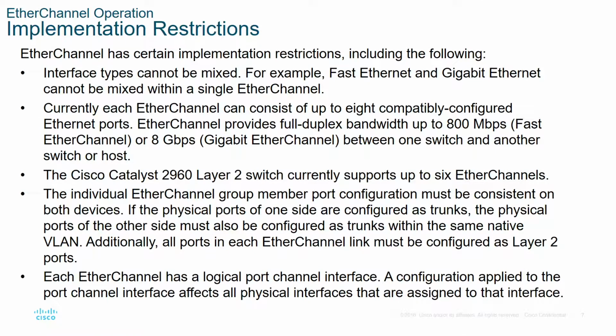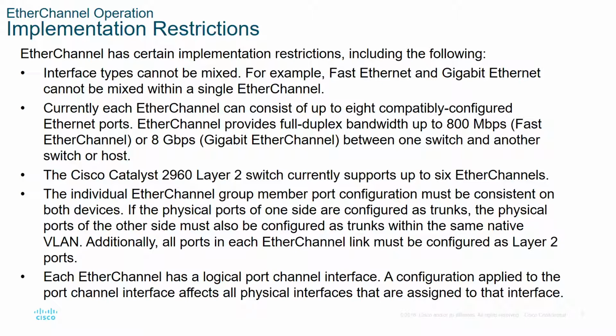Some implementation restrictions. EtherChannel has certain implementation restrictions, including the following. Interface types cannot be mixed. For example, Fast Ethernet and Gigabit Ethernet cannot be mixed within a single EtherChannel. Currently, each EtherChannel can consist of up to 8 compatibly configured Ethernet ports. EtherChannel provides full duplex bandwidth up to 800 megabits per second, Fast EtherChannel, or 8 gigabits per second, Gigabit EtherChannel, between one switch and another switch or host. The Cisco Catalyst 2960 Layer 2 switch currently supports up to 6 EtherChannels.